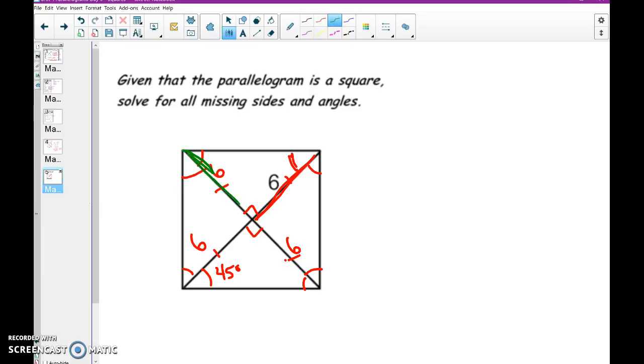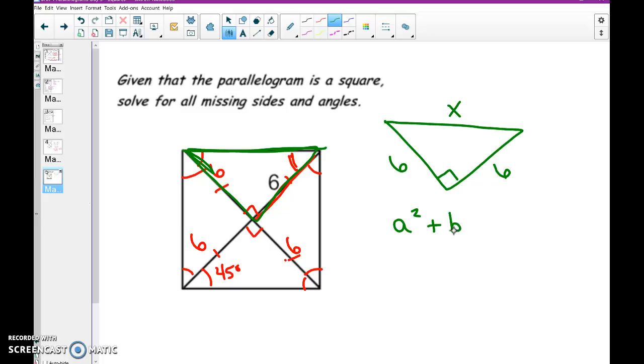So let's bold in this triangle. I'm going to use this little guy. So let's drag him over here. Got a right angle here. I know that this is 6 and this is 6, and I'm looking for this side. Well, I know Pythagorean theorem says a squared plus b squared equals c squared. A is 6, b is 6. C is the side I'm looking for. I'm just going to keep it as c.